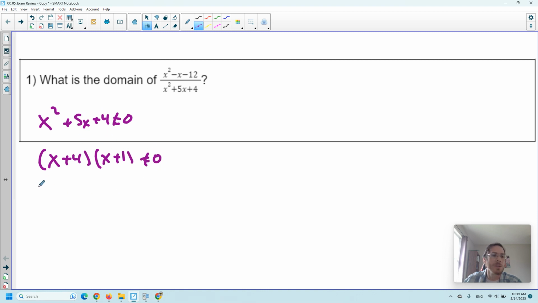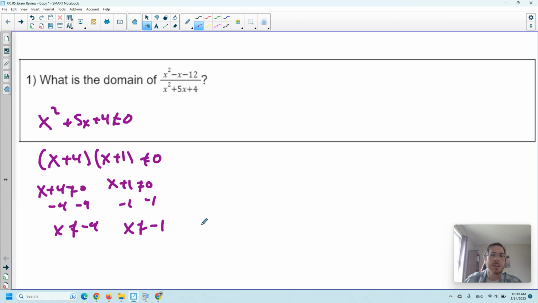Neither of those is allowed to be 0. So x plus 4 is not allowed to be 0. So x is not allowed to be negative 4. X plus 1 is not allowed to be 0. So x is also not allowed to be negative 1. Those would be the numbers that would make the denominator 0. So the answer is all real numbers, but x is not allowed to be negative 1 or negative 4.